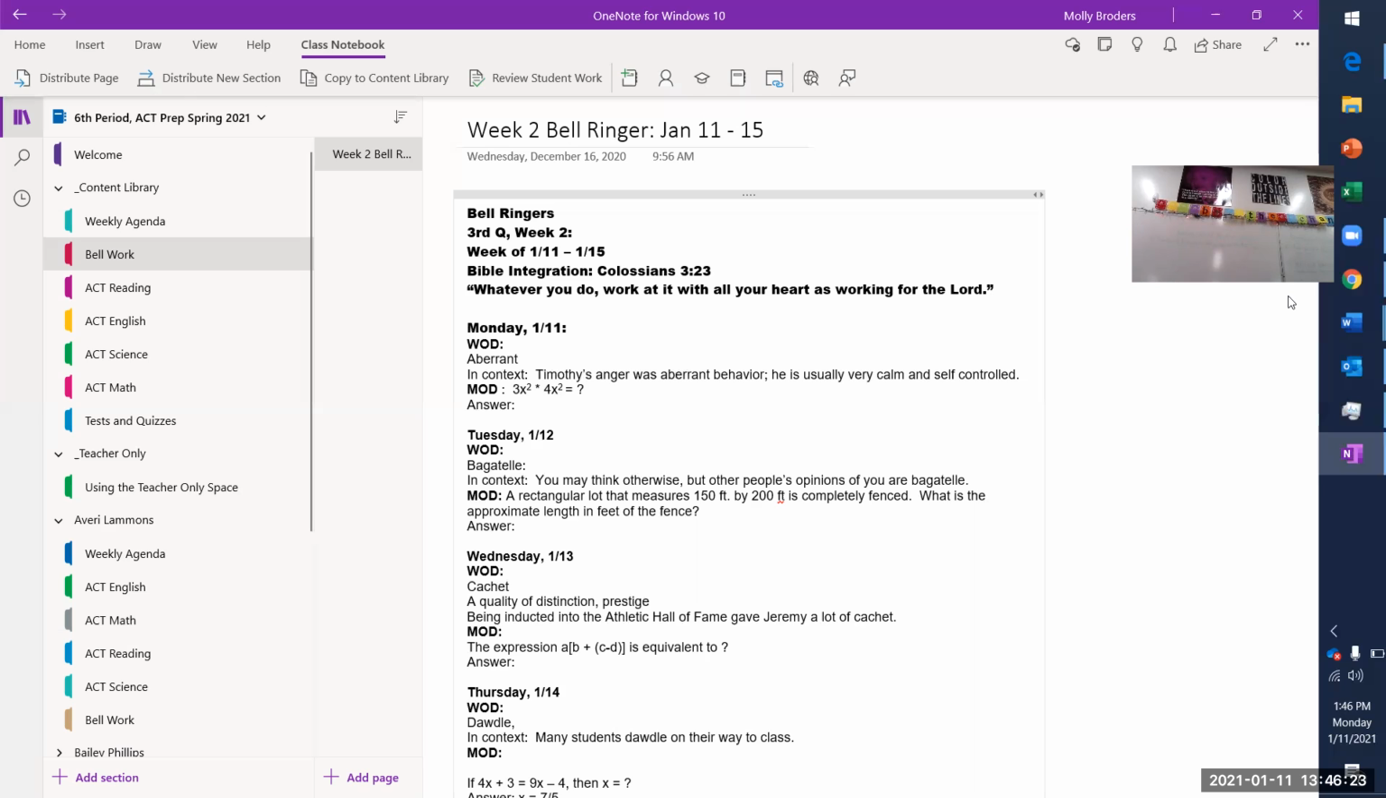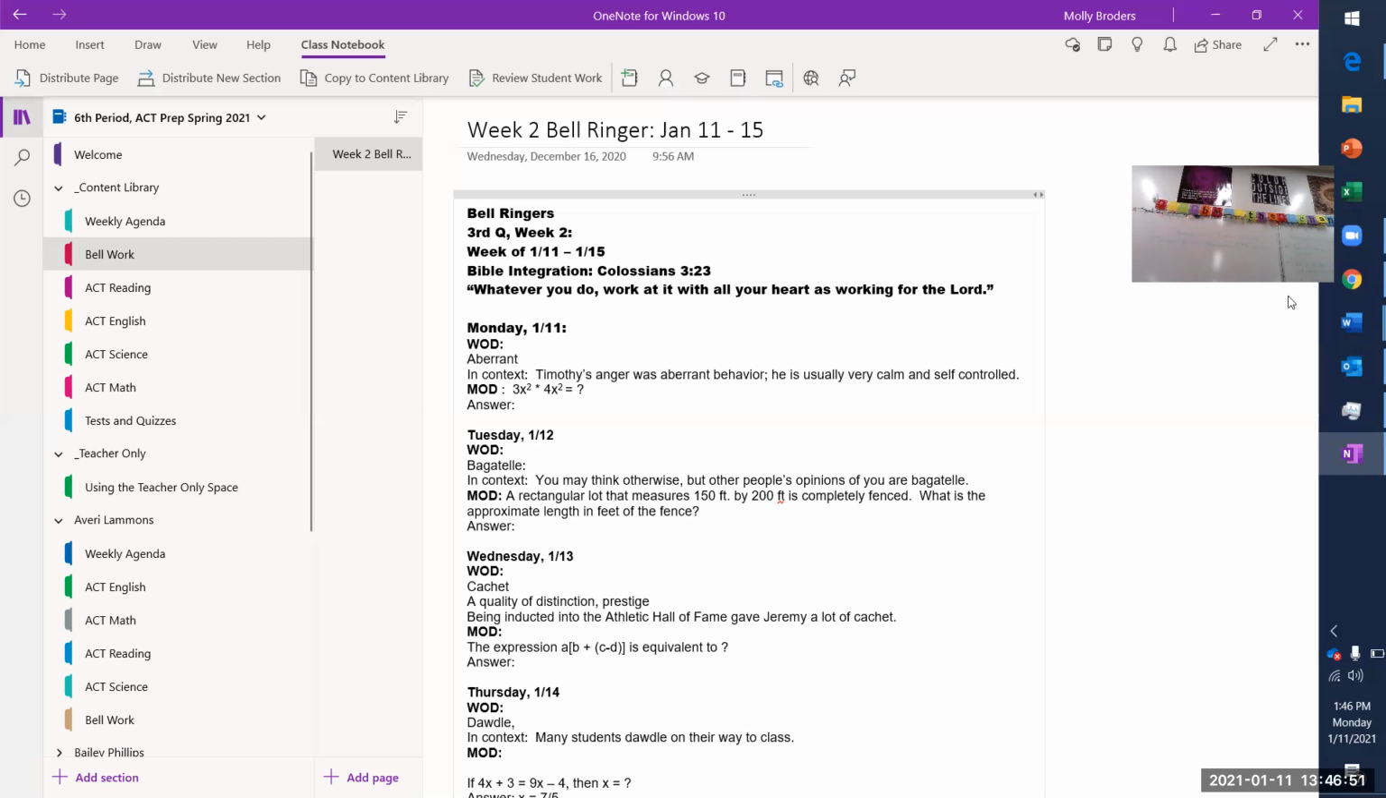So the way my brain works, I don't know if this is the way your brain works, I like to categorize information in my brain. So you're going to see that I'm going to do that a lot in ACT prep. I'm going to try to group things together so you can see or remember the information.